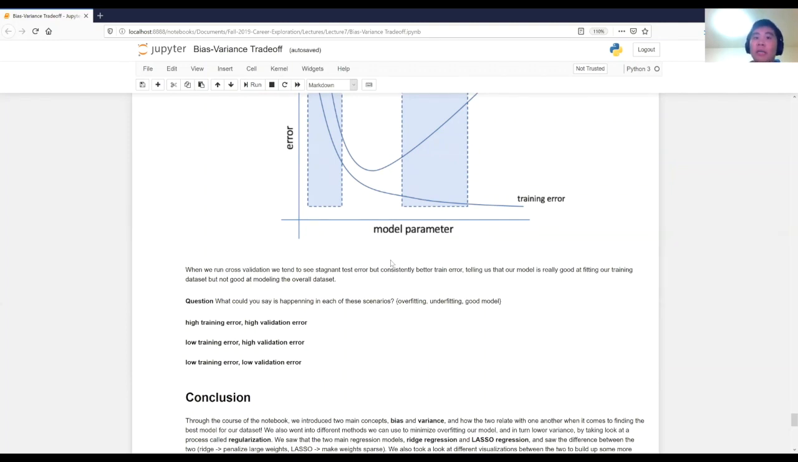Next, if I have low training error but high validation error, then I have an issue with overfitting, in that I don't have a model that can generalize to new data very well. I've been training on the training data, but then once I move to a different data set to test on, my performance degrades. And this is evidence of overfitting. And then the final case is that we have low training error and low validation error, in which our model most likely performs pretty well.